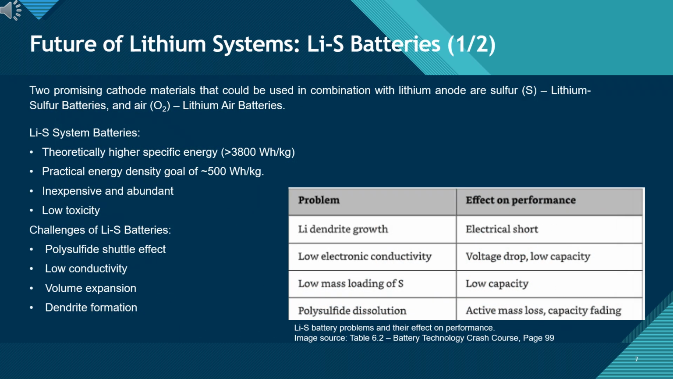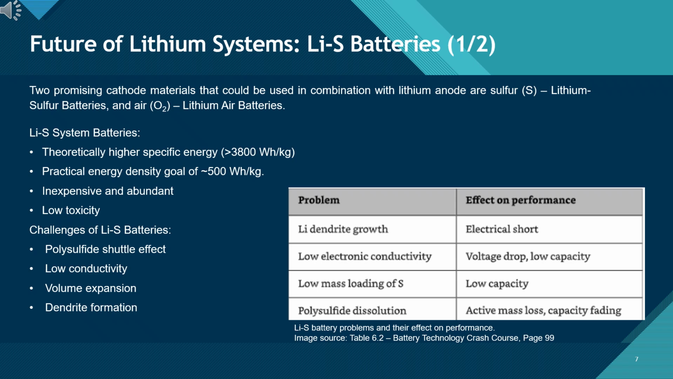Future of lithium systems. Li-S batteries, slide 1 of 2. Here we're looking at lithium-sulfur, Li-S batteries, one of the most promising next-generation lithium systems. These use sulfur as the cathode and lithium metal as the anode, offering a theoretical specific energy above 3,800 Wh/kg, watt-hour per kilogram, much higher than today's Li-ion cells. Sulfur is also cheap, lightweight, and environmentally friendly, making this technology attractive for large-scale applications.